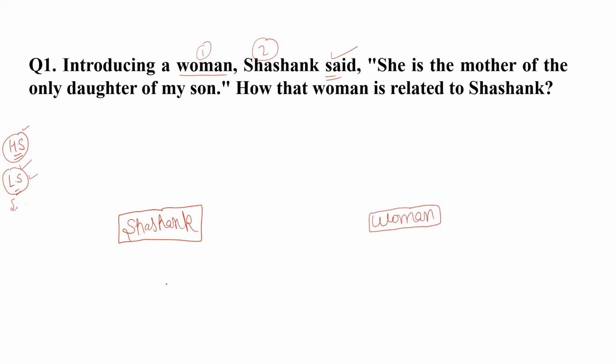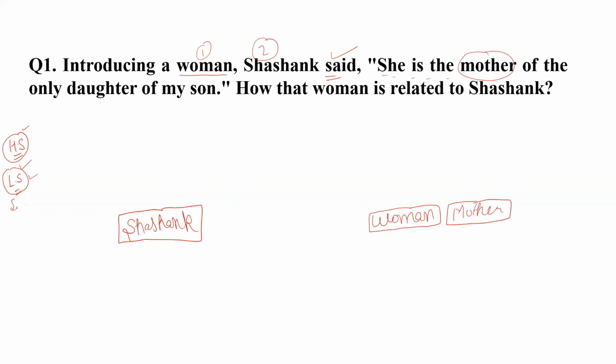Okay, so now I'm going to show you, because merely listening to my lines would not make anything clear to you. Now I'm just going to show how things happen. So Shashank is saying something regarding the woman, and what is he saying? He says that she is the mother. So first of all, this lady is mother of someone. I am writing that this lady is also mother of someone.